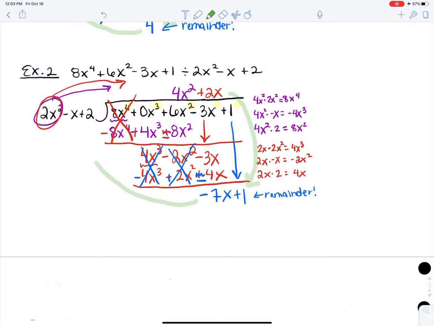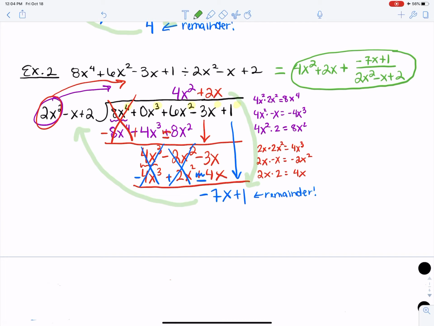And the answer is 4x squared plus 2x plus, and then your remainder, negative 7x plus 1 divided by 2x squared minus x plus 2. Since we couldn't divide it, we just leave it as a quotient or a fraction. And that's our final answer.